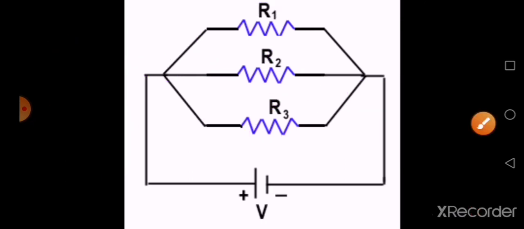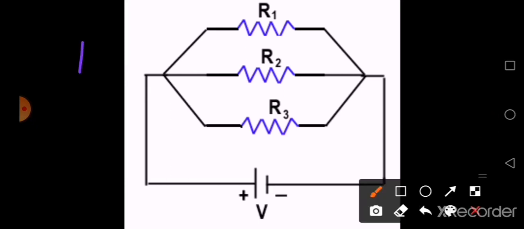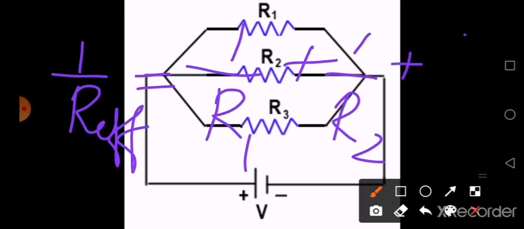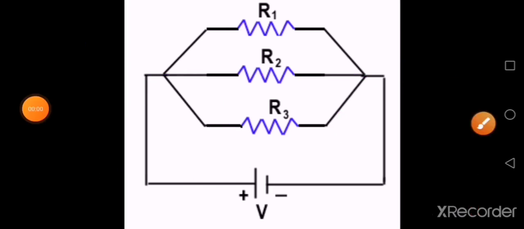So in case of a parallel circuit, you have the equation 1 by R effective, or the effective resistance in case of a parallel circuit, will be 1 by R1 plus 1 by R2 plus 1 by R3. Okay, so you can take the LCM also. For R1, R2, R3 in parallel, R effective you can write as R1 R2 R3 upon R1 plus R2 plus R3. Got it? You have learned about your series circuit and your parallel circuit.